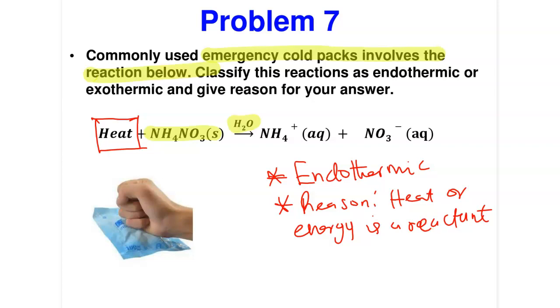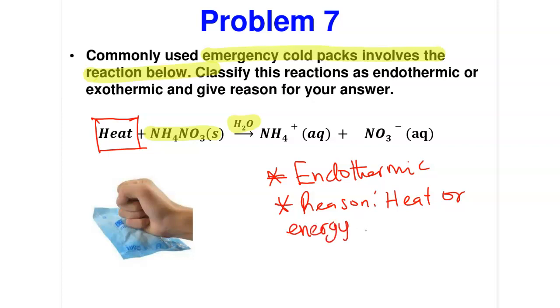Okay, let me write that in very well. Heat or energy. I'm going to rewrite those things because I have the time to do that, so it doesn't matter. Reason: I'm going to say heat or energy is a reactant. That is why this is an endothermic reaction. So this will be our last problem.